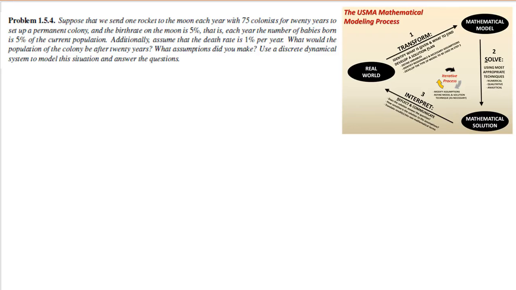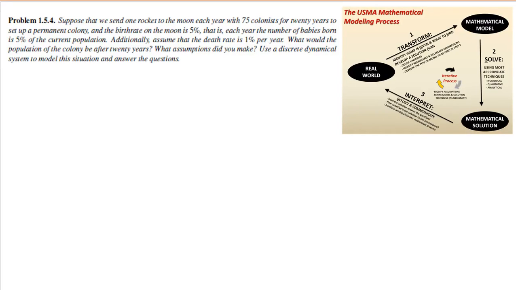This is a problem that we'll use for this video that comes right out of Modeling in a Real and Complex World. Suppose that we send one rocket to the moon each year with 75 colonists for 20 years to set up a permanent colony, and the birth rate on the moon is 5%. That is, each year, the number of babies born is 5% of the current population. Additionally, assume that the death rate is 1% per year. What would the population of the colony be after 20 years? What assumptions did you make? Use a discrete dynamical system to model this situation and answer the questions.